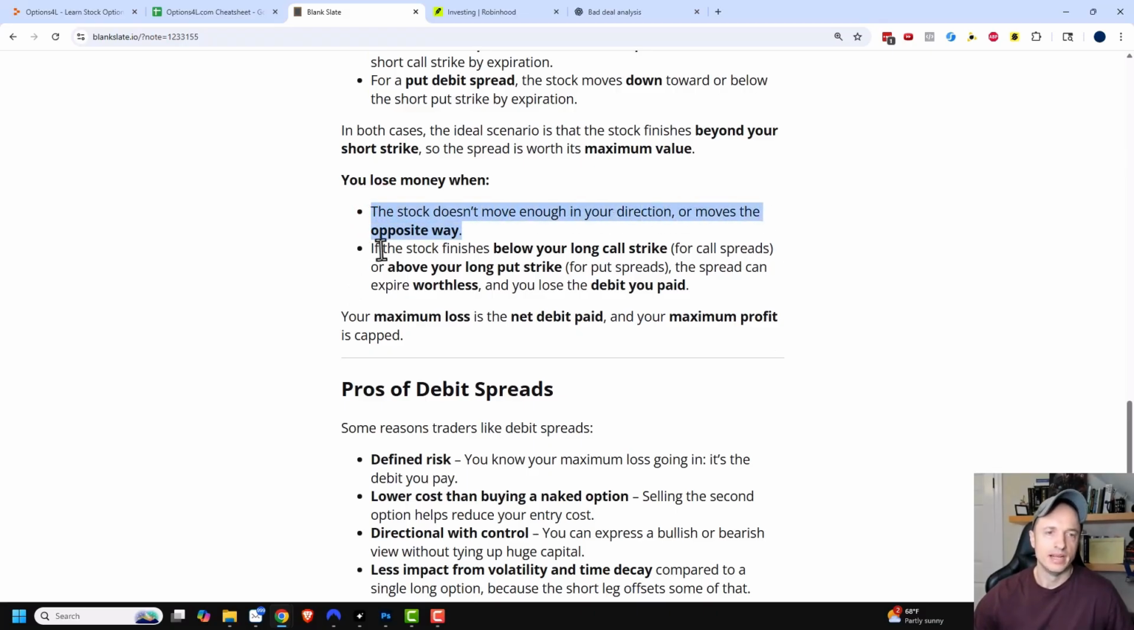And you lose money when the stock doesn't move enough in your direction or moves the opposite way. If the stock finishes below your long call strike for call spreads, or above your long put strike for put spreads, the spread can expire worthless and you lose the debit you paid. And so that's your maximum loss if the stock doesn't move up or down like you think it will. Your maximum loss is the net debit paid, and your maximum profit is capped.